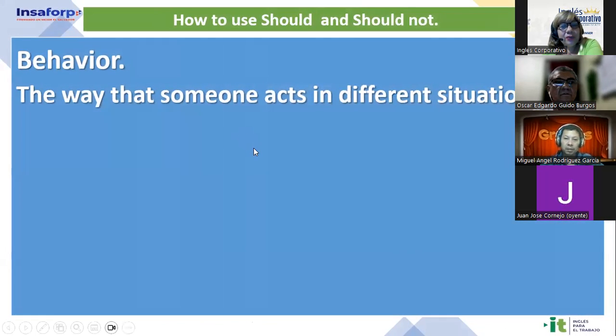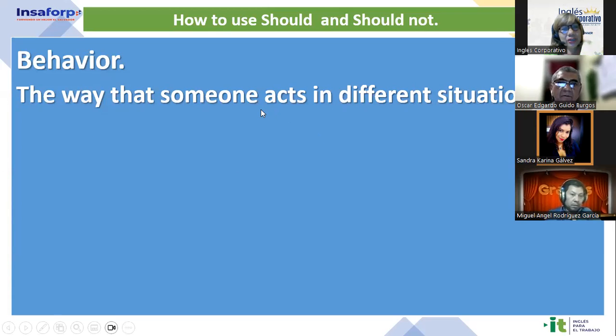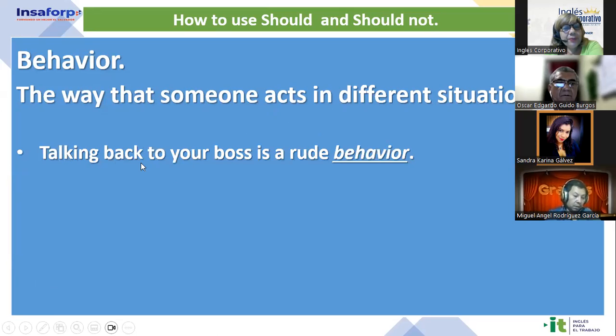Okay, now we are going to see this. Behavior. What is behavior? I told you in Spanish, the word is comportamiento, right? The way that someone acts in different situations. The behavior can be positive or negative, but it's the way that you act in different situations. Talking back to your boss is a rude behavior. Okay, you don't have to talk back to your boss. A sus espaldas, right? It's rude behavior, it's not good. It's not a good behavior.